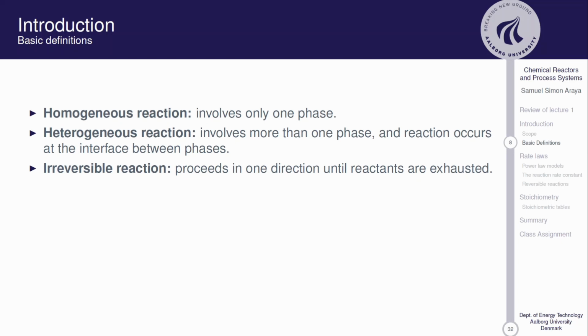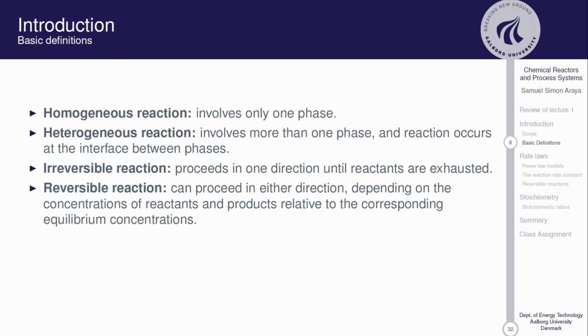An irreversible reaction is a reaction that proceeds in only one direction until the reactants are completely exhausted. In reality, we almost don't have a reaction like this. But for some reactions, the equilibrium is so far shifted to the product side that the reaction favors the products so much that we can assume they are irreversible. On the other hand, a reaction is reversible when it proceeds in either direction, depending on the concentrations of reactants and products and other conditions like partial pressure of reactants, and the relative equilibrium concentrations as well.